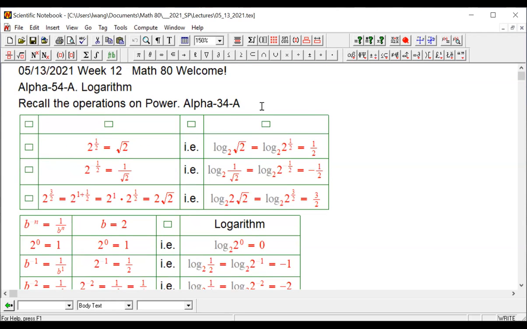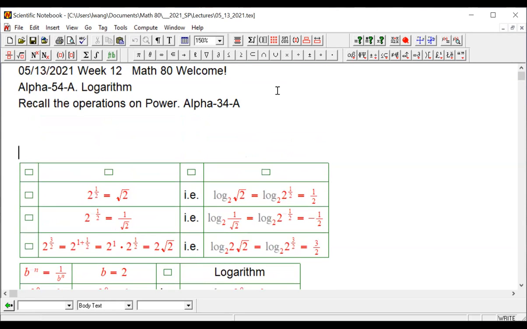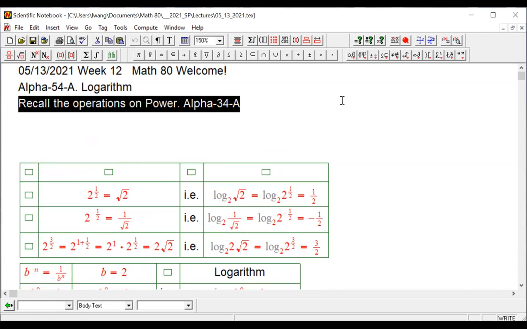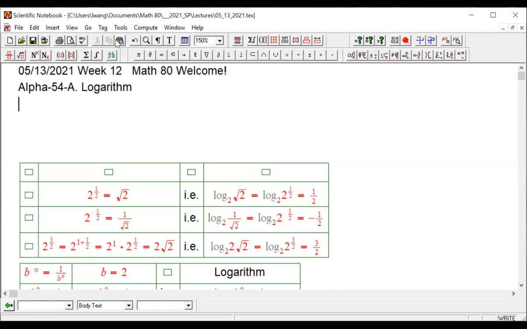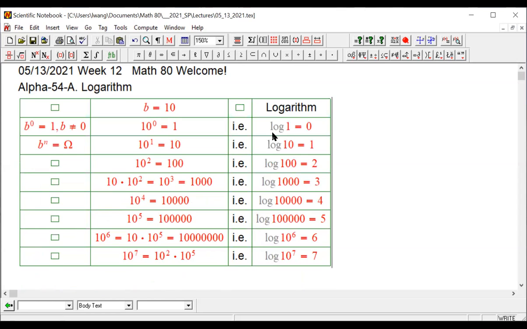I'm gonna bring it to the top, base 10. So what do we have here? When base is 10, we had all these operations. I'm just gonna trim some of these operations.